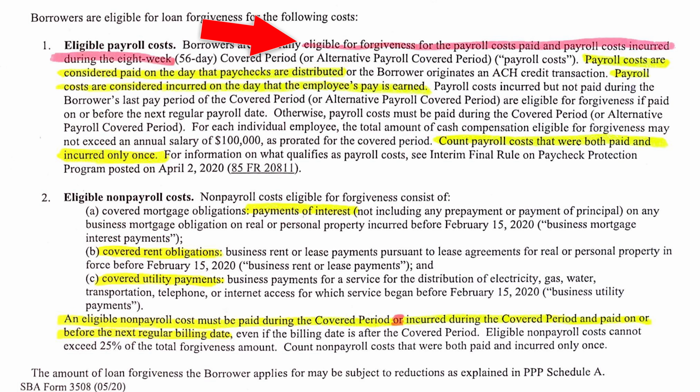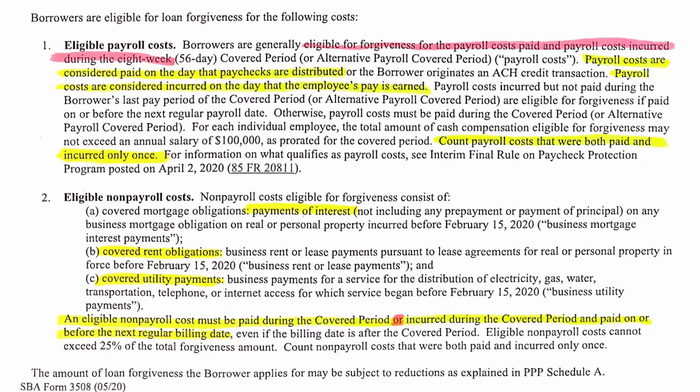It's really important. I'm going to reread that because that's really important. Eligible for forgiveness for the payroll costs paid and payroll costs incurred. So they have to be paid and incurred in order for them to be forgiven. It's really key that you pay attention to that. Paid and incurred. And it's very clear here. It says payroll costs are considered paid on the day the paychecks are dispersed, and payroll costs are considered incurred on the day that the employee's pay is earned.